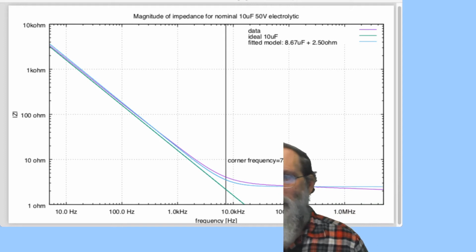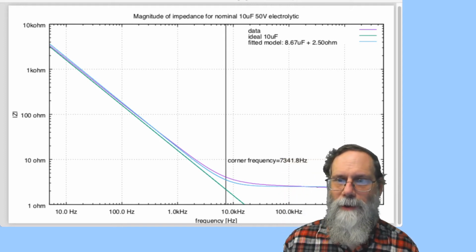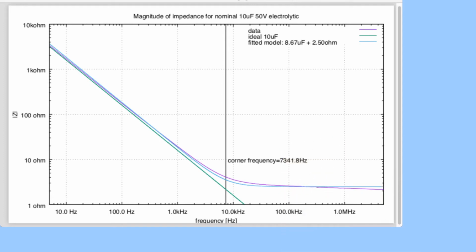And the purplish line, maybe I should turn my head off here so that you can see the whole plot. The purplish line is the actual measurements I made, lots and lots of data points using the Analog Discovery 2. And the blue line is a model where I fitted a capacitor plus a resistor to this measurement of an electrolytic capacitor. And what you can see is at low frequencies, it looks an awful lot like, well, not a 10 microfarad, but an 8.67 microfarad capacitor.